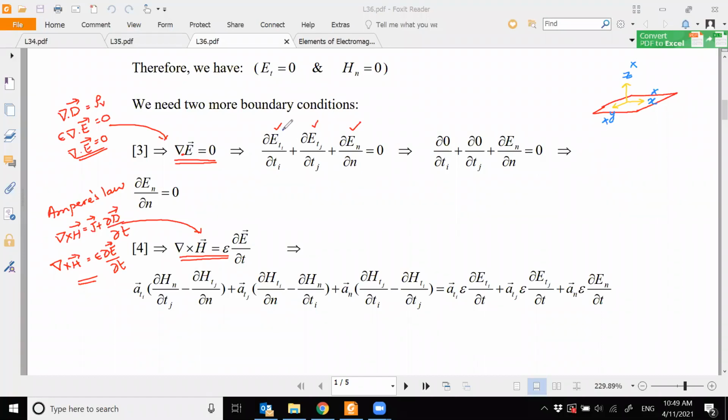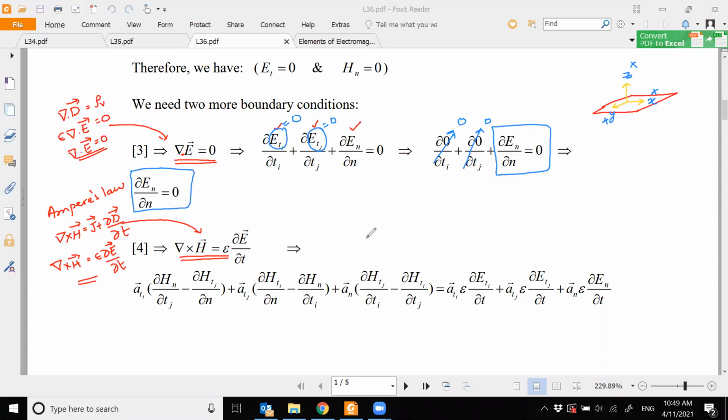now let's substitute our previous boundary condition. The previous boundary condition says that the tangential components are 0. So if these two components are 0, then I'm getting this as 0. So this will be my third boundary condition.